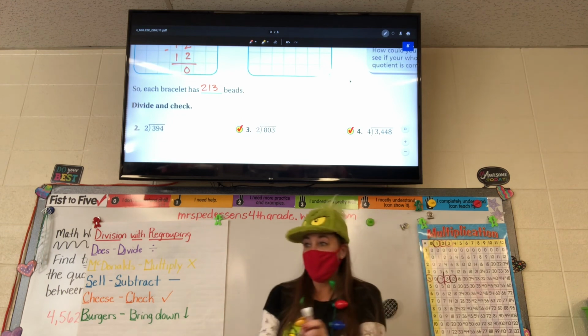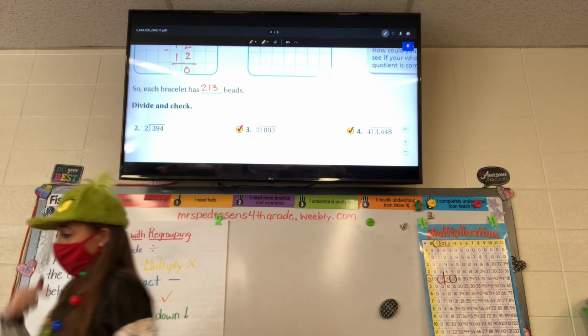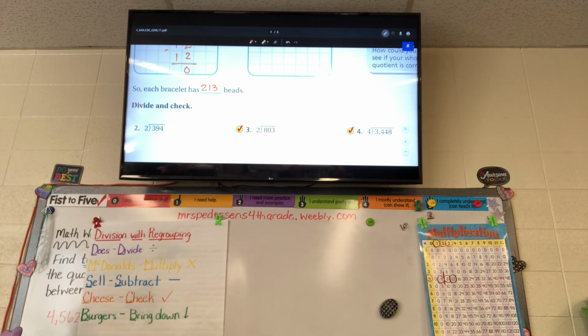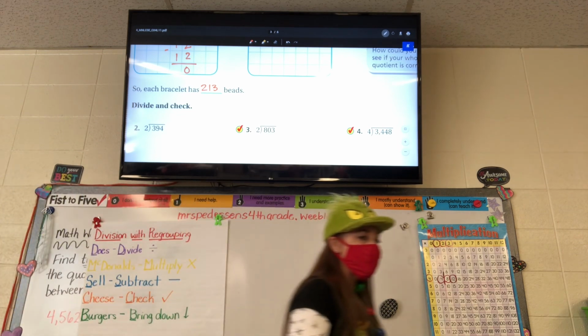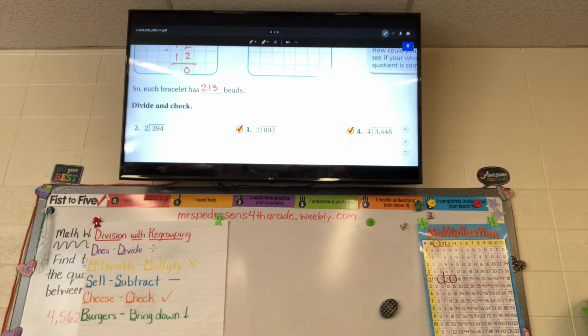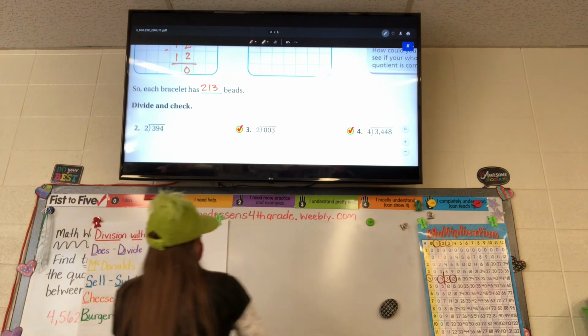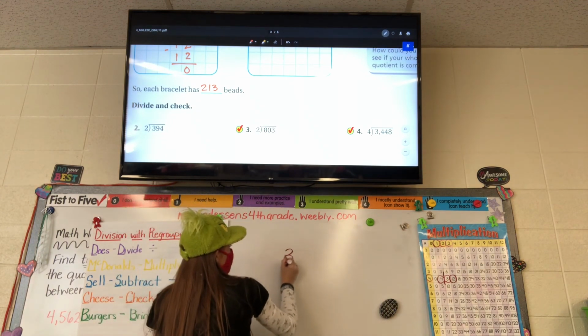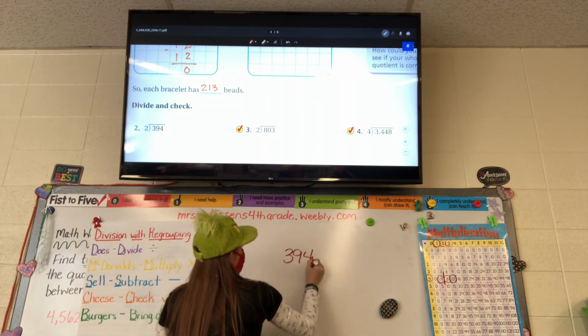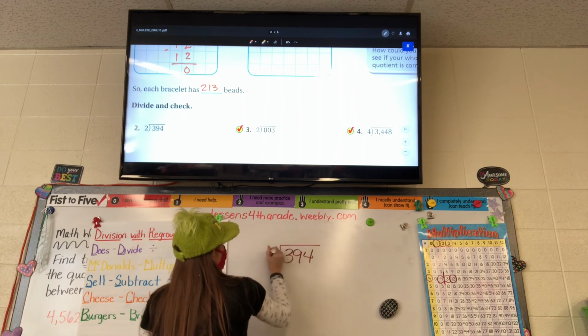Long division is about repetition. You have to do it over and over and over to get it down. Okay, so this next problem you guys are going to do with me on your marker board. So grab your marker board, your multiplication table, your marker, and your eraser. We are doing 394 divided by 2.